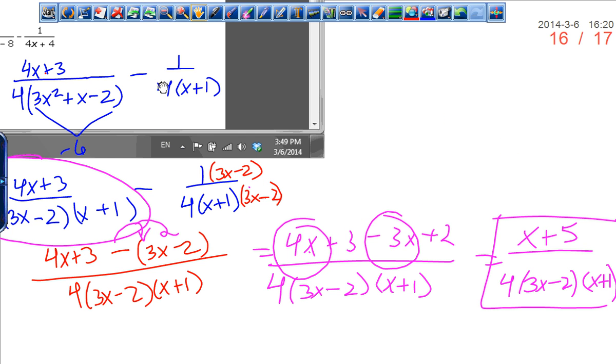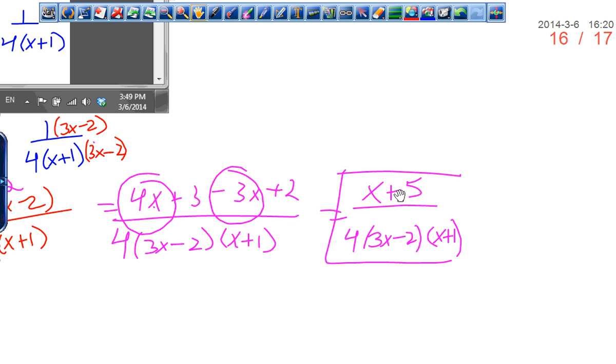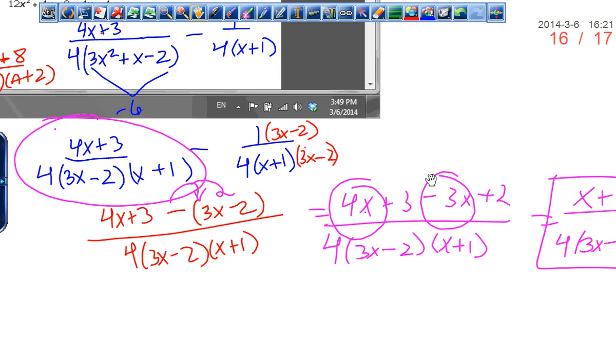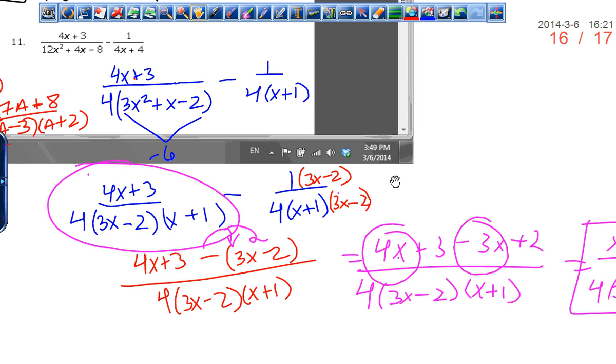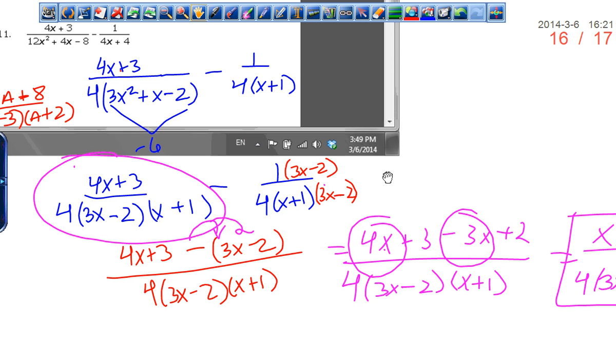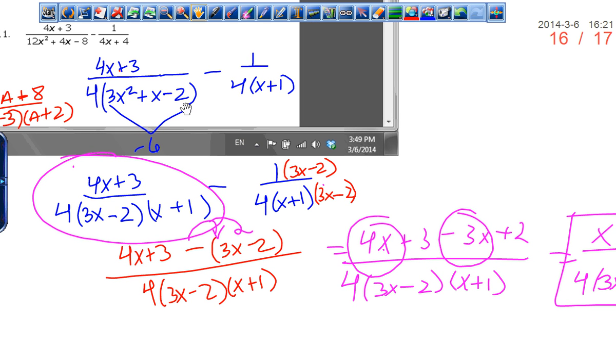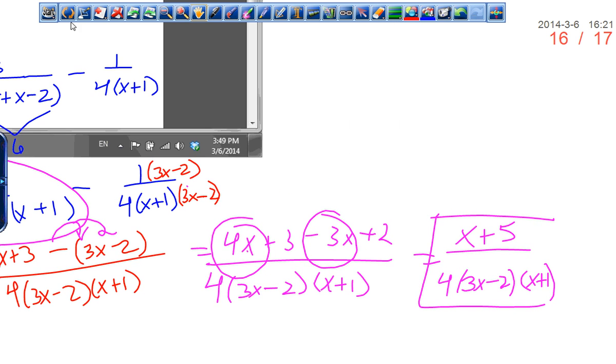Oh, there we go. X plus 5 over 4, and then 3x minus 2 over x plus 1. Okay, there's all my work. Feel free to pause it and kind of work through it yourself. You got to do some magic method there and do all that and distribute the negative. Okay, good luck. See you later.